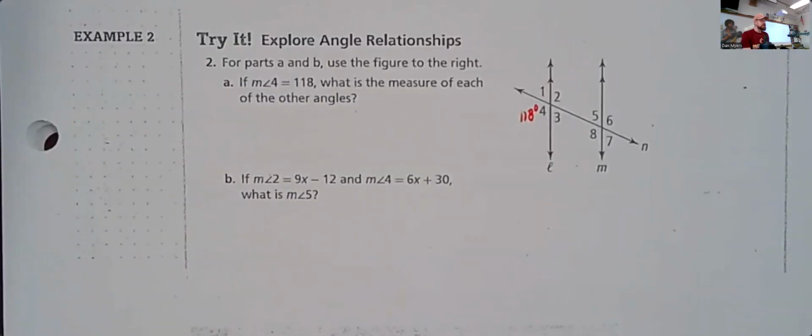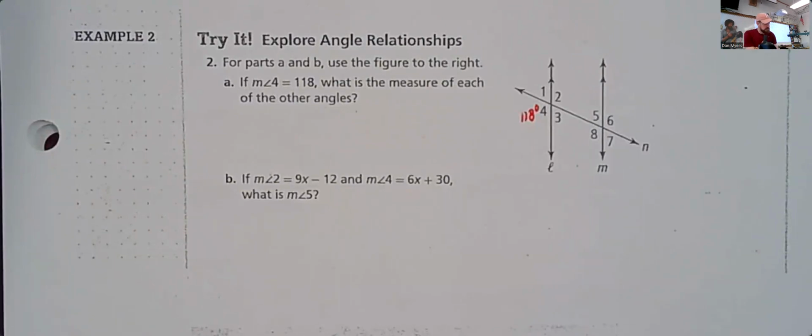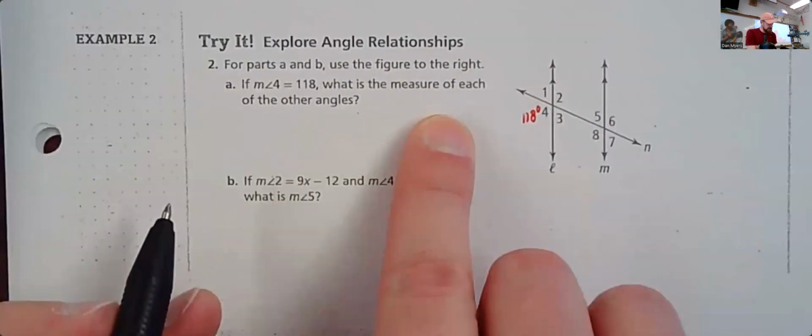3 of the other angles will be equal to that. What 3 angles will be equal to 118 aside from the one we already know? 2, good, 2, 6, and 8. So 2, 4, 6, and 8 are all 118. Okay. So what is the measure of each of the other angles?